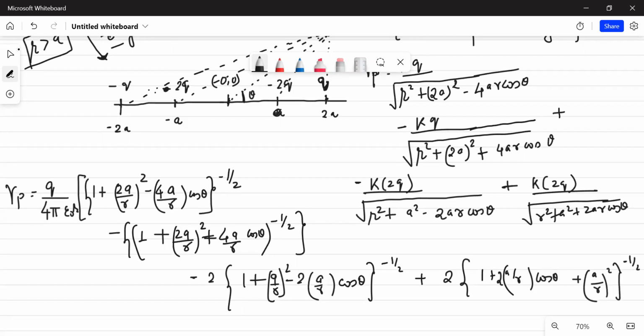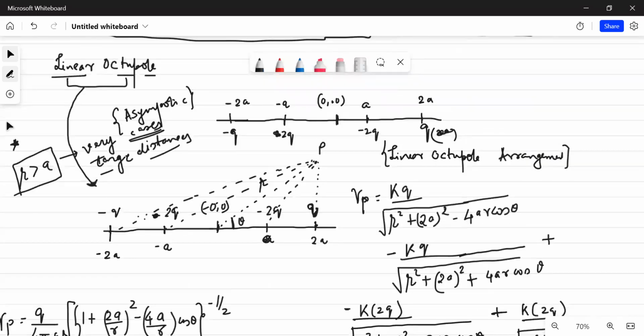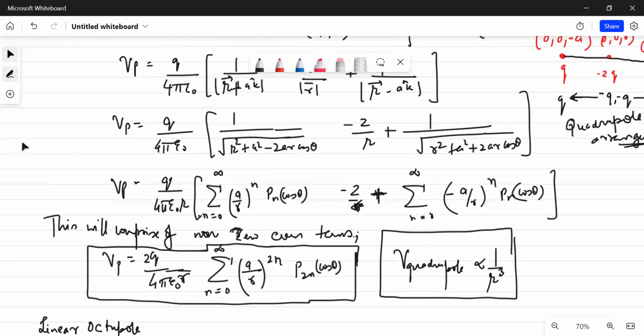Okay. So Bharat has joined, so let me revise what I was doing. Yesterday we were doing some quadrupole arrangements.